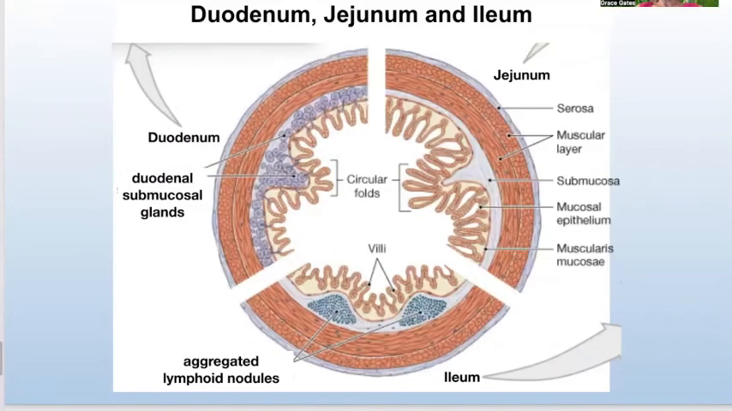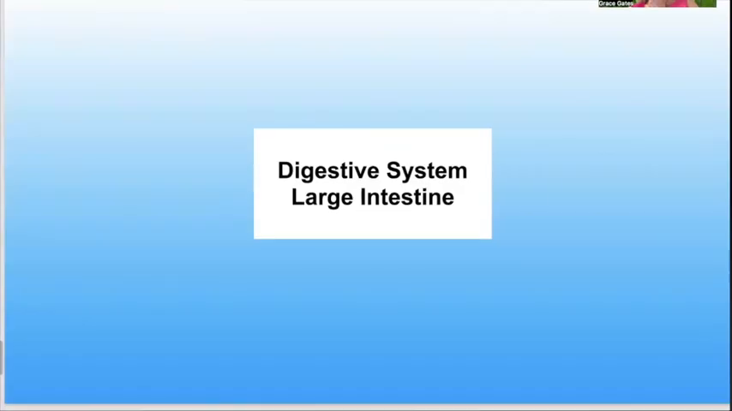And now here we have this very helpful cross section comparing the duodenum, jejunum, and ileum, and this will be very helpful when you're looking at your histology slides that you have to learn. The duodenum has duodenal submucosal glands, shown here in purple. The jejunum has long, closely packed villi, and the ileum has aggregated lymphoid nodules underneath the mucosa. So that will help you with your histology slides.